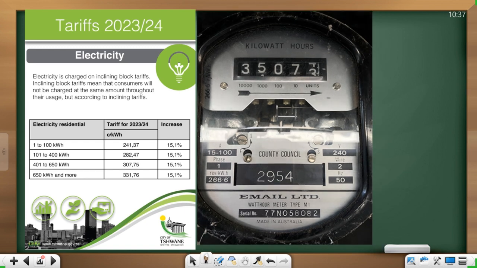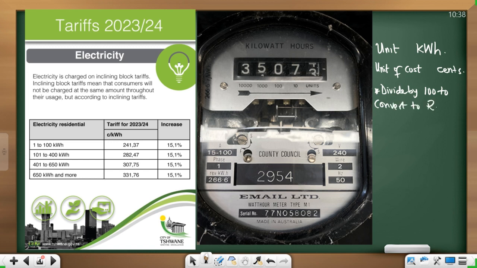Very important. The units, electricity would always be measured in kilowatt hour. And the unit of the cost, please check, in most cases it comes as cents. Here's the note: divide by 100 to convert to rands. I'll be doing a few of that because what you are given is in cents. I'm going to come back to explain the table.